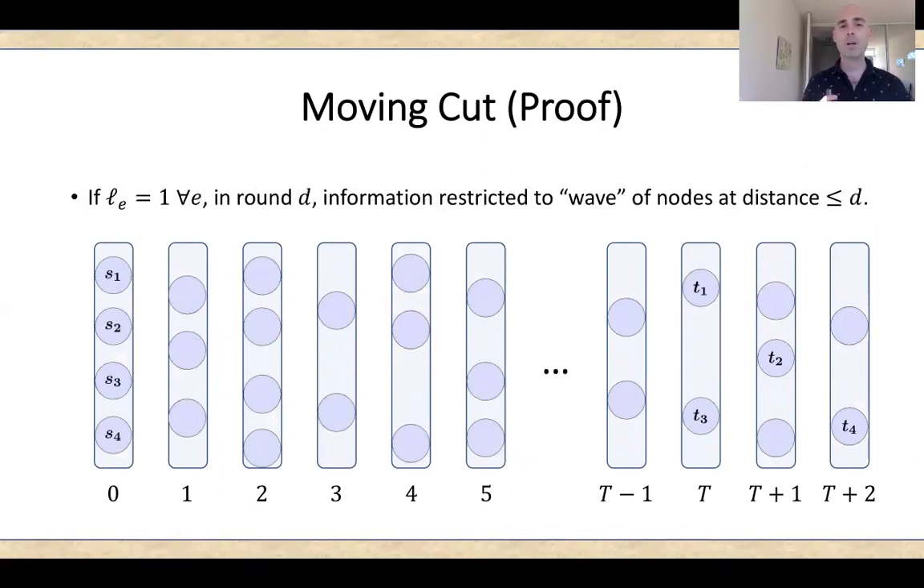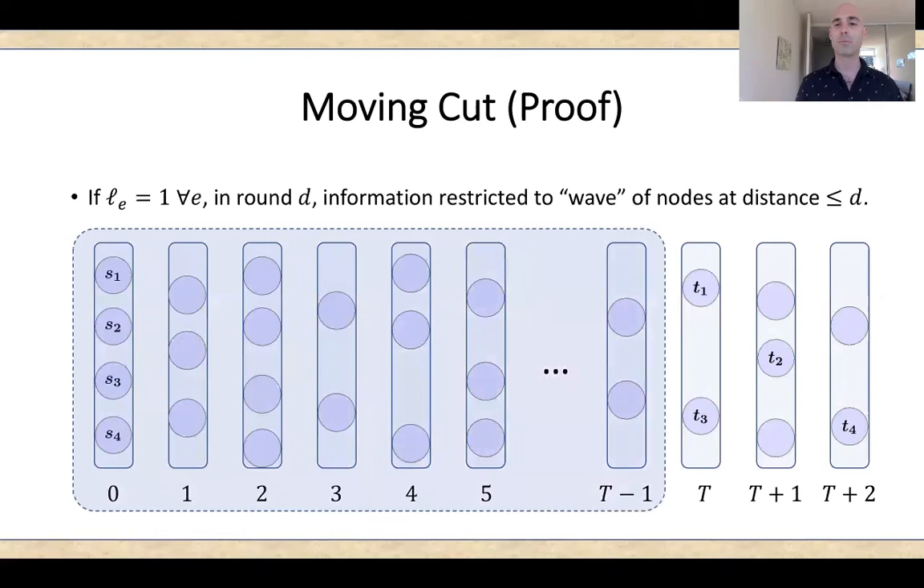Okay, so let's start with a warm-up. Imagine all the edge lengths are 1, so we didn't increase the length of anything. Well, in that case, after D rounds, the information is restricted to all the nodes at distance D or less from you. So in round 0, only the sources know anything related to the messages. In round 1, only the sources and their neighbors know something, and so on and so forth. And since we know that all the sinks are at distance greater than T, if we just try and send the information somehow in T-1 rounds or less, this information will never reach the sinks.